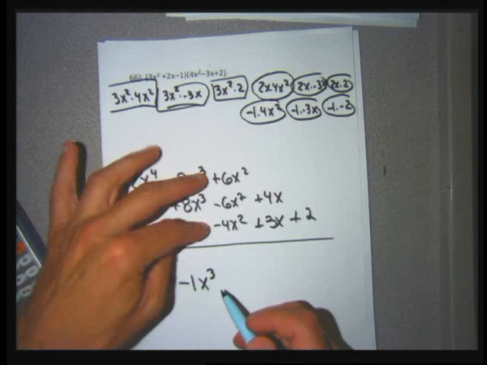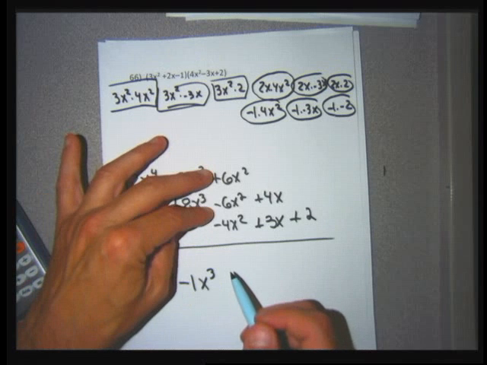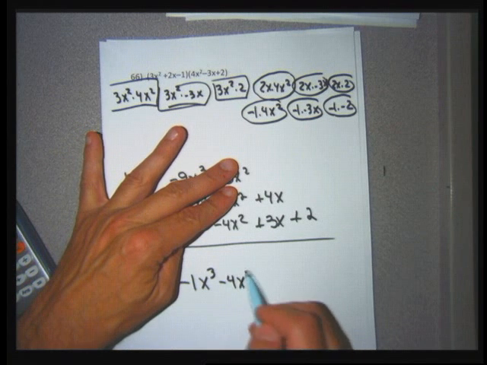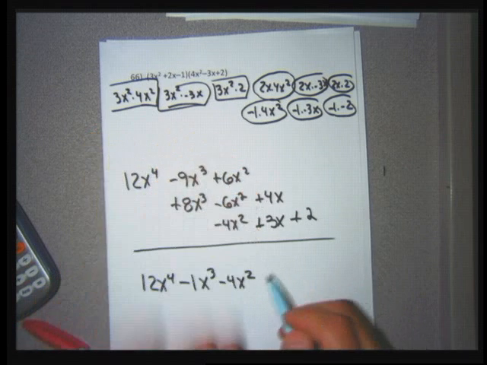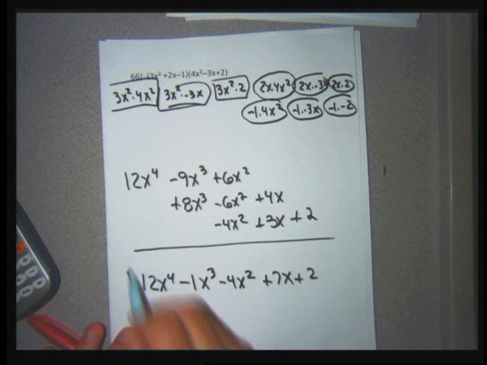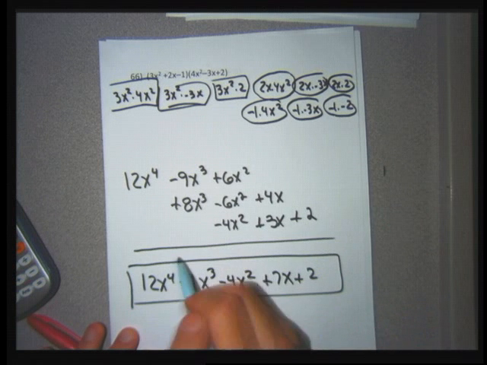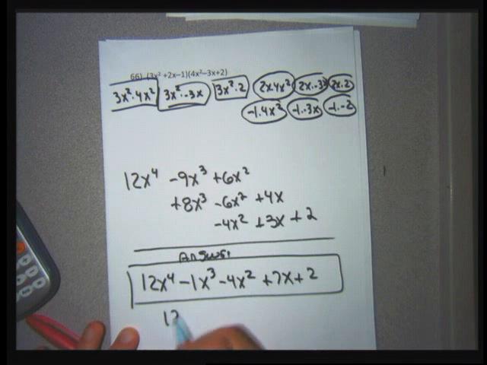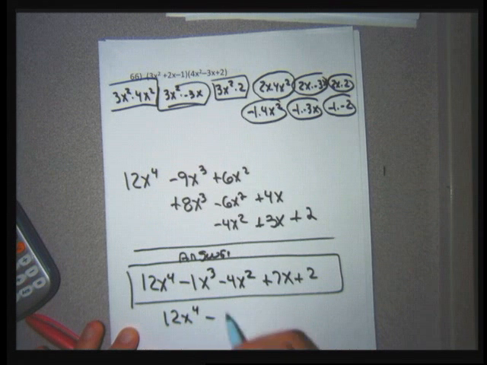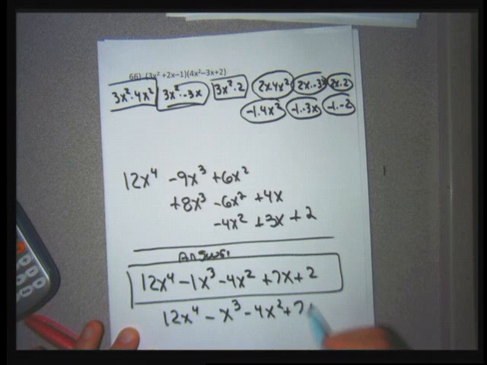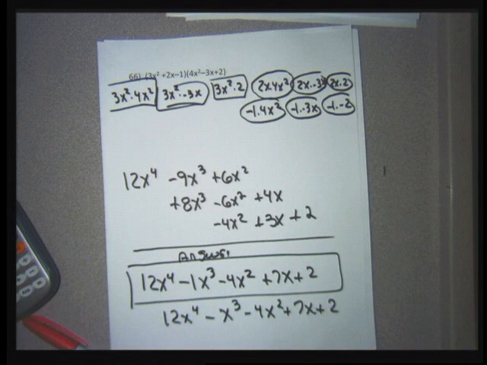The third string, the 6x squareds are opposites, so they cancel, and it leaves me with just the minus 4x squared. The third addition gives me a positive 7x, and the last gives me a 2. So this would be an okay answer. Probably better if I didn't write the 1 in front of the x cubed. So that would also be a good answer.